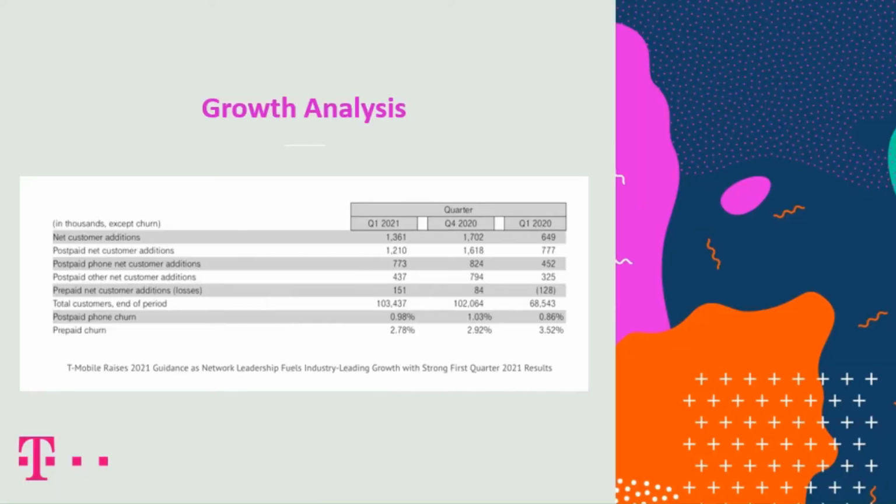Starting with my first slide here, I discuss T-Mobile's growth analysis. This is a snapshot of the 2021 Q1 performance available on T-Mobile's investor website. T-Mobile has highlighted that in Q1 they've added 1.4 million net customers, and due to that they've increased their outlook, their forecast for the remainder of 2021's fiscal year.